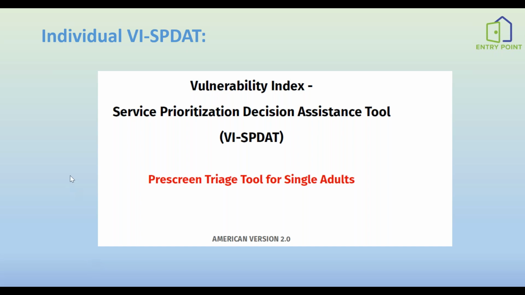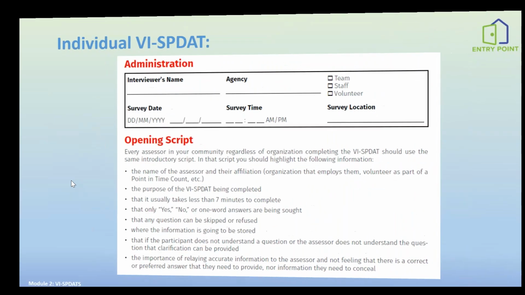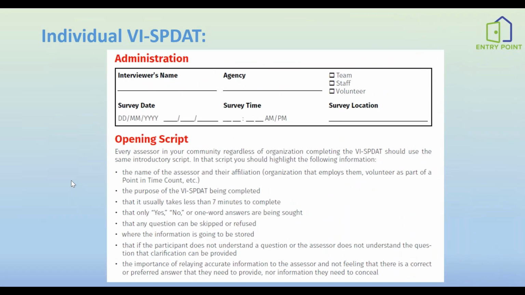So this is the triage tool that we use, the screening and ranking tool that we use to assess the vulnerability, or one of the tools to assess the vulnerability for anybody who does not have minor children. So on your VI SPDAT, depending on what you're looking at, you may or may not see this beginning bit, the preamble, which includes an opening script. And I'm not going to go through all the pieces on this, but I want to highlight a few things that are important for us to keep in mind.